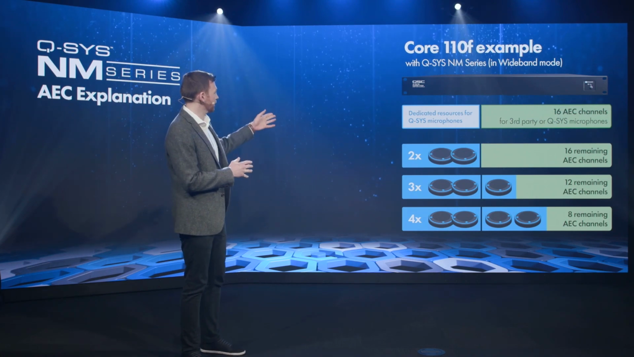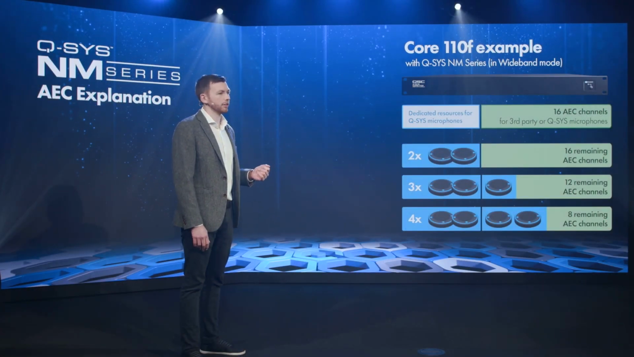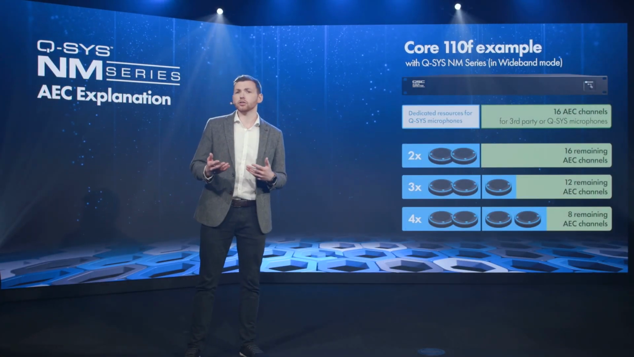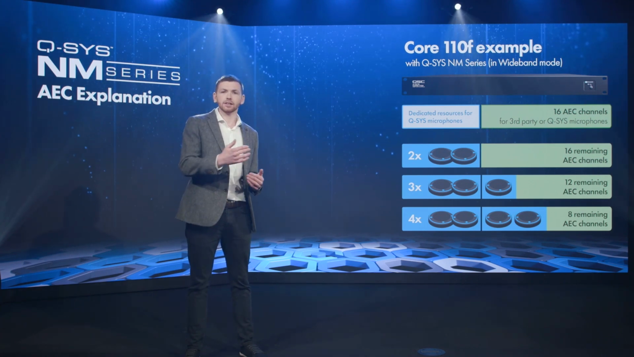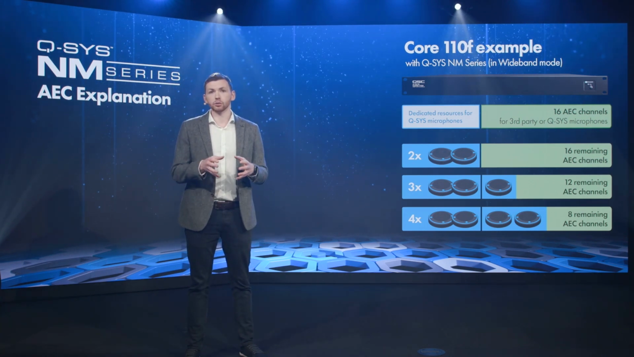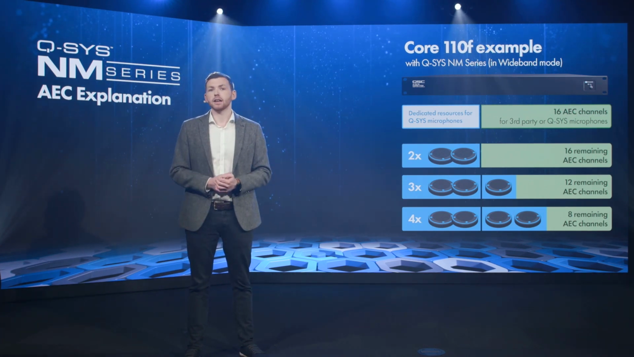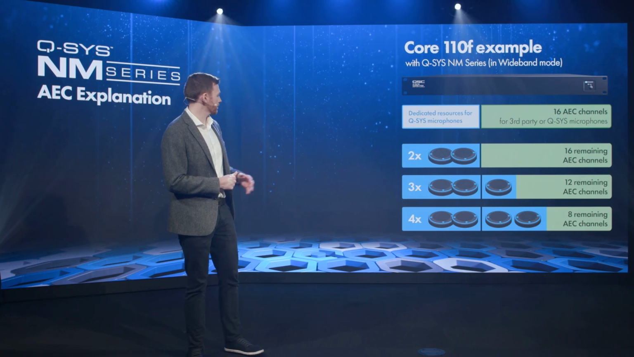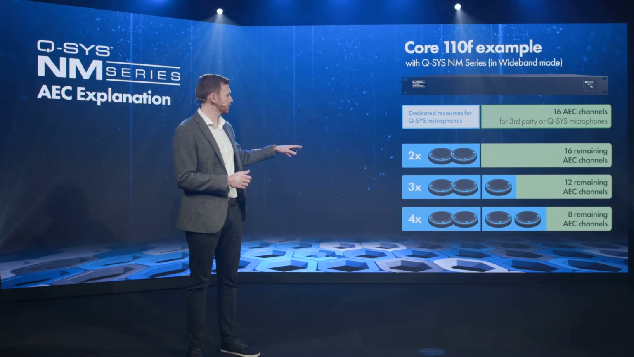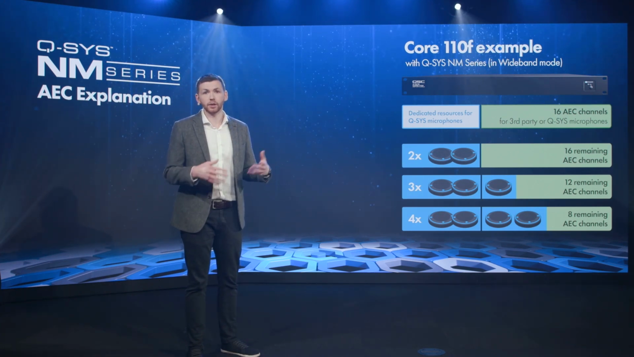For example, you can have 2 NMT1s, which have 4 channels each, so that gives you 8 channels with beamforming and echo cancellation, and that does not impact your normal 16 AEC channels that you would have on a Core 110F, for example. Of course, as you add more NMT1s, you will start to eat into those dedicated AEC resources. You could have 3 NMT1s, and then you have 12 remaining AEC channels. But you can see at the bottom, if we have 4 NMT1s, that's going to give you 16 channels with echo cancellation.